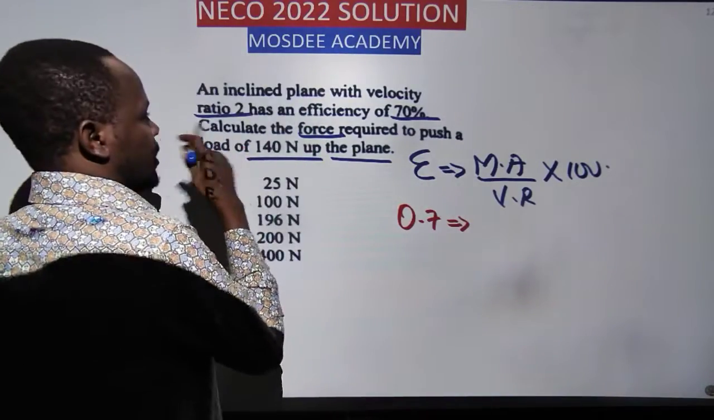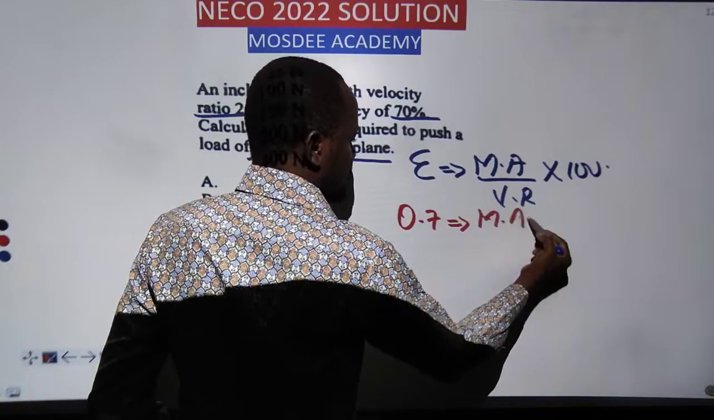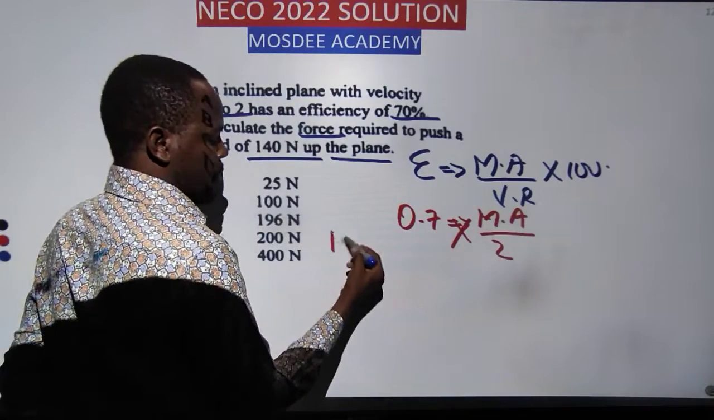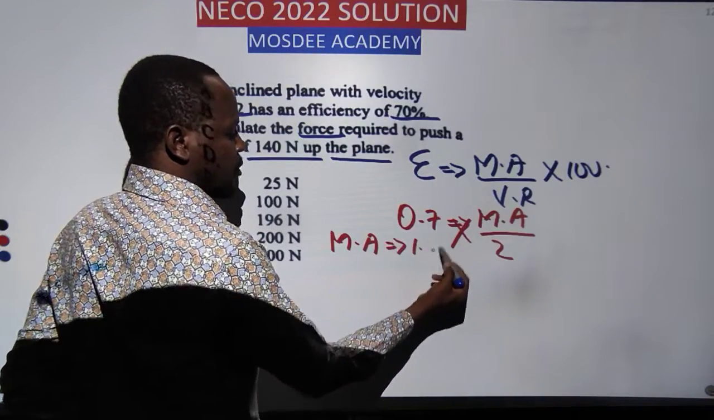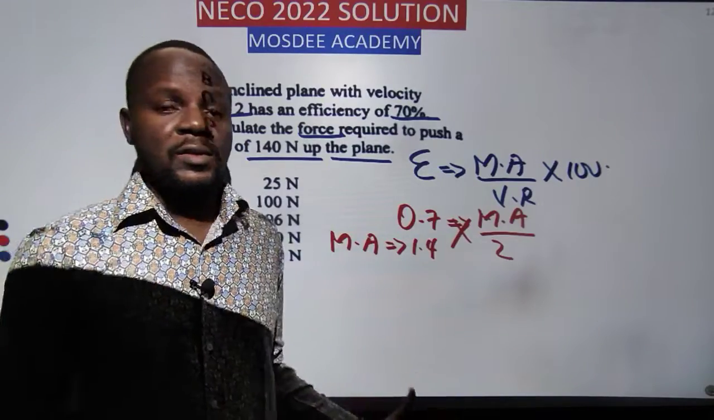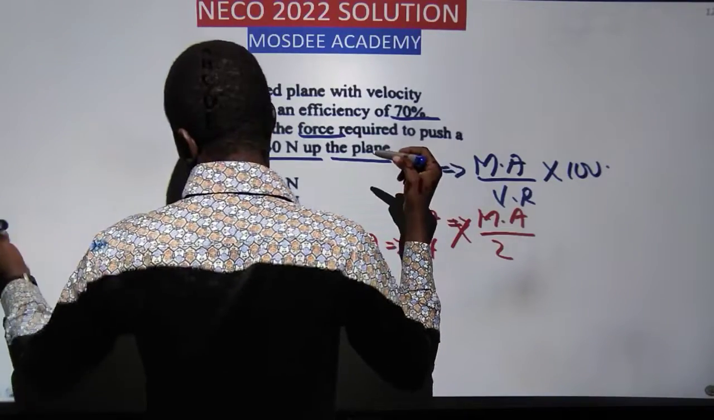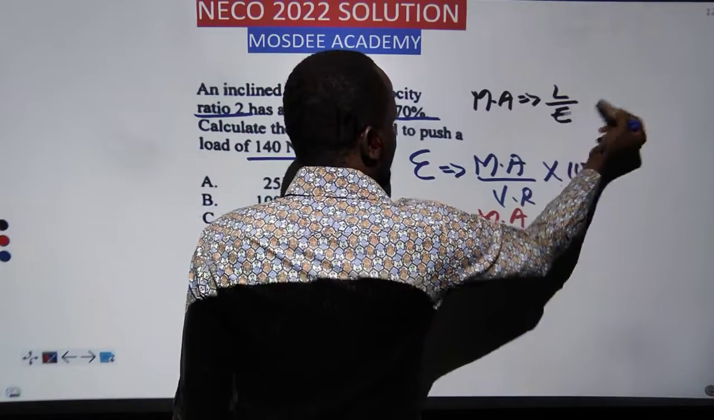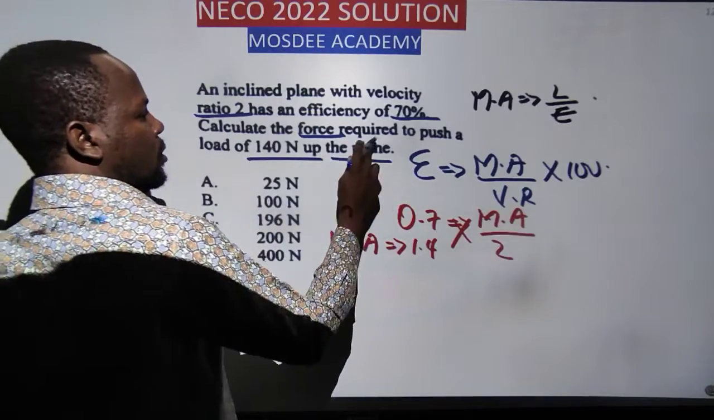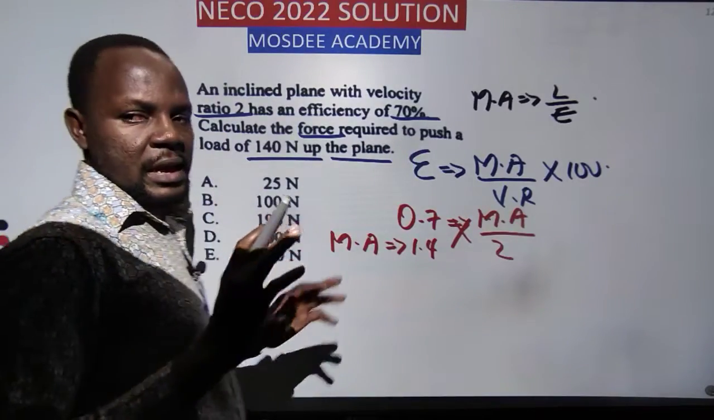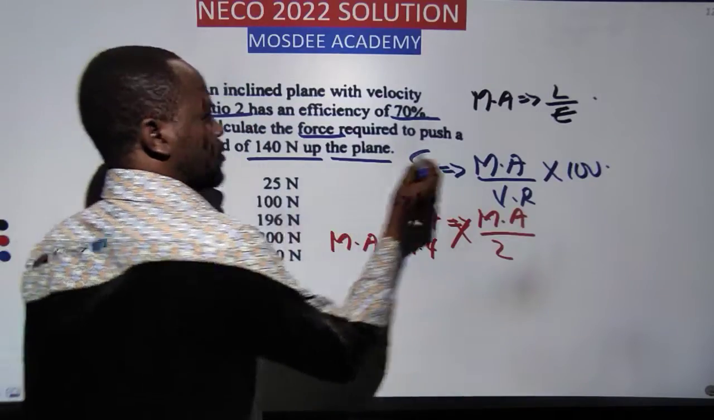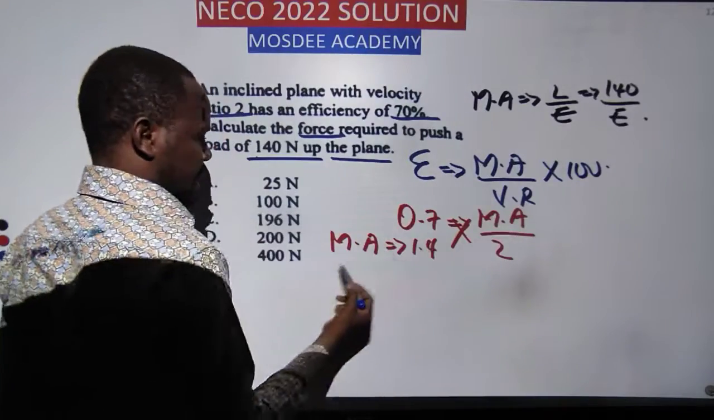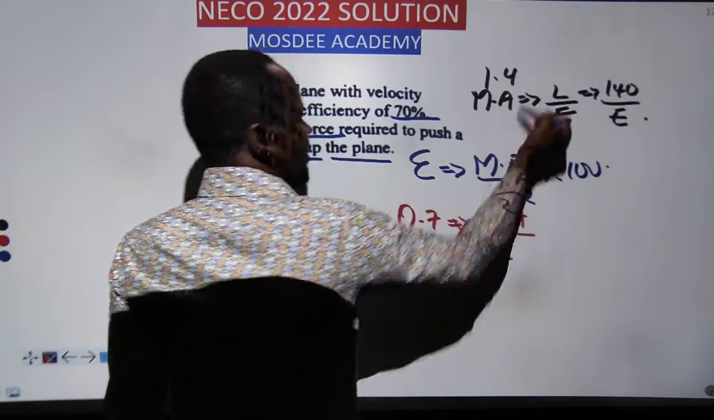Then MA, which I don't know, let me just say MA. VR was given to be 2. So that's just a cross multiplication. MA will be equal to 1.4. But MA is not what you are asked to calculate. You are calculating the force. So the MA formula is what you are going to use to complete this. MA equals load over effort. You are looking for the force required to push the load, that is the effort applied. The load is 140. You are looking for the effort when the mechanical advantage is 1.4. I hope students get that.